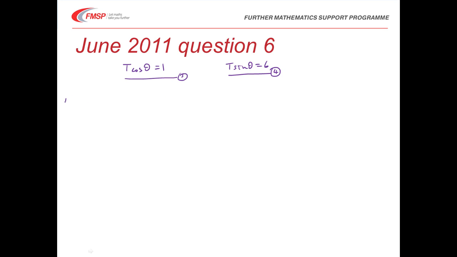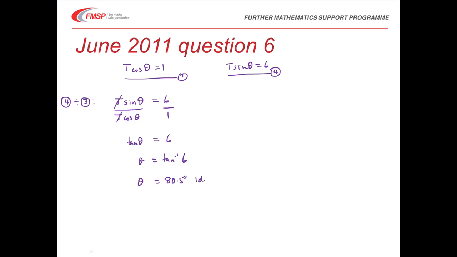Well, I'm sure you've seen this done before, but if I take equation 4 and divide it by equation 3, I'm going to get tan of theta. So let's write it out slowly and show that. Equation 4 is t sin theta equals 6, and I'm dividing that by equation 3, t cos theta equals 1. Well, the t's cancel, and sin theta divided by cos theta is tan of theta. Tan of theta equals 6 divided by 1, which is 6, so theta is tan to the minus 1 of 6, and theta equals 80.5 degrees.